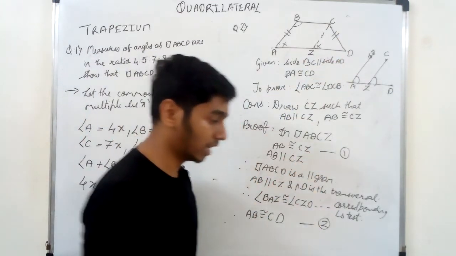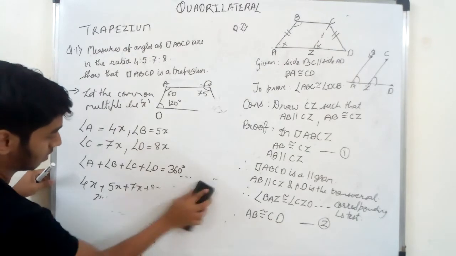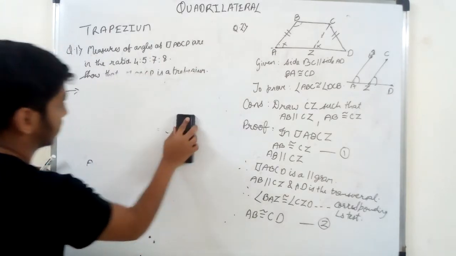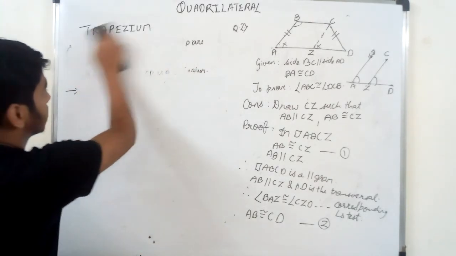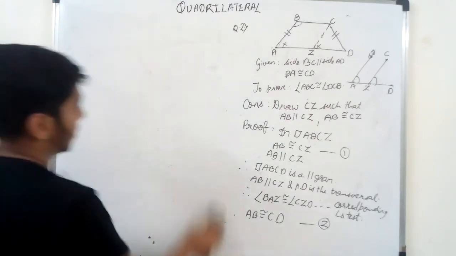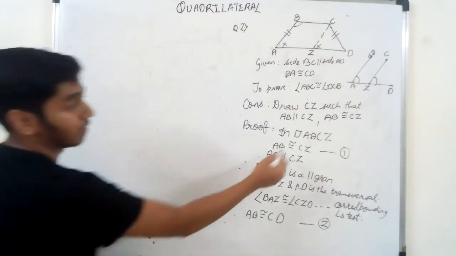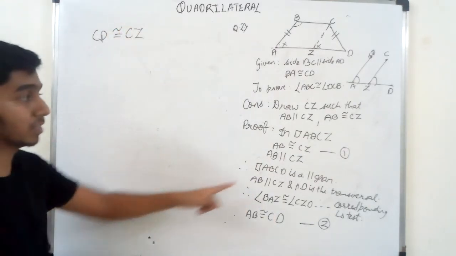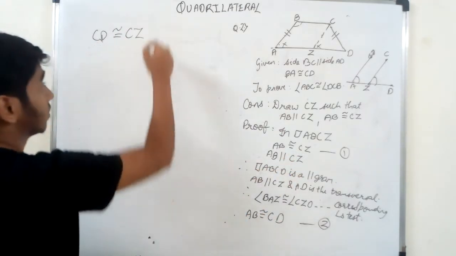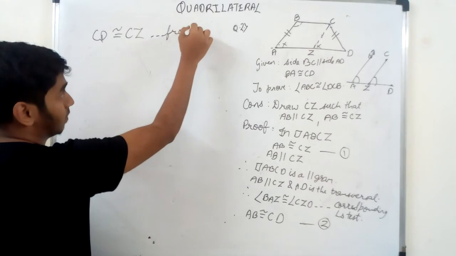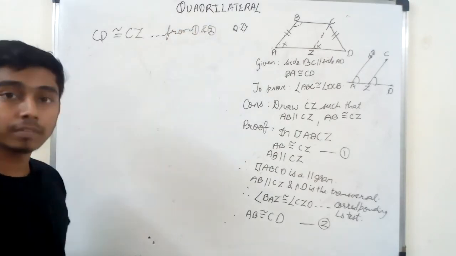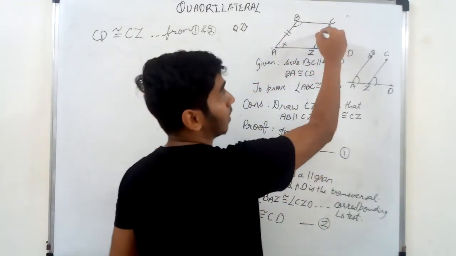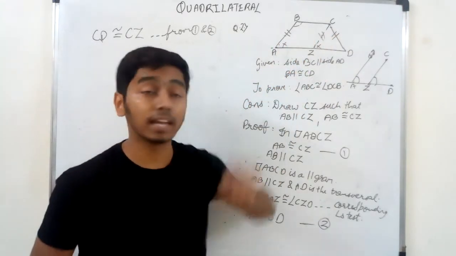So from 1 and 2, can we say that CD is congruent to CZ? Yes or no? CZ and CD, they both will be congruent. So we can say the reason is from 1 and 2, correct. So from these two we get CZ and CD congruent. This and this will be congruent now. So actually all the three lines are congruent.